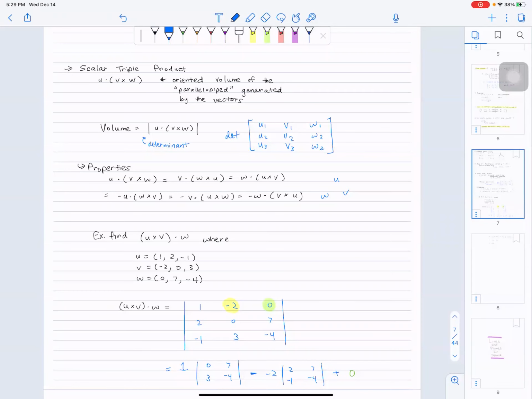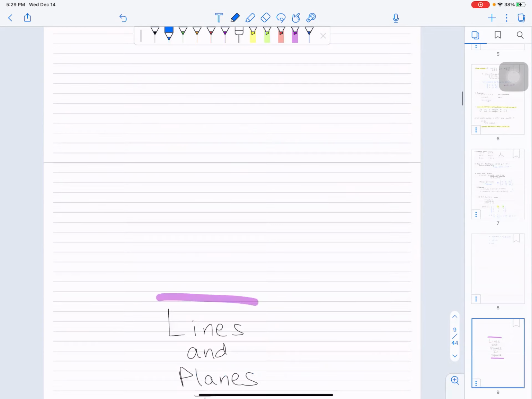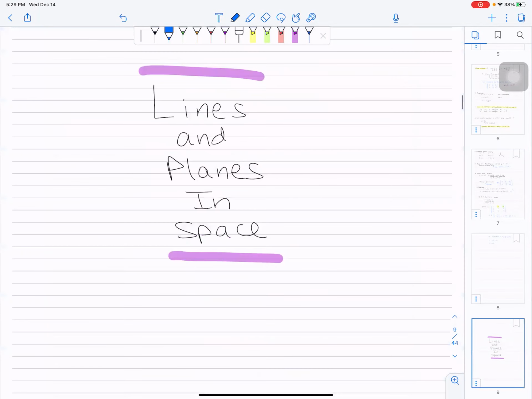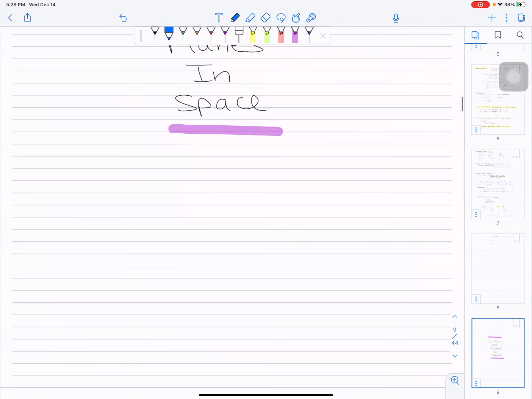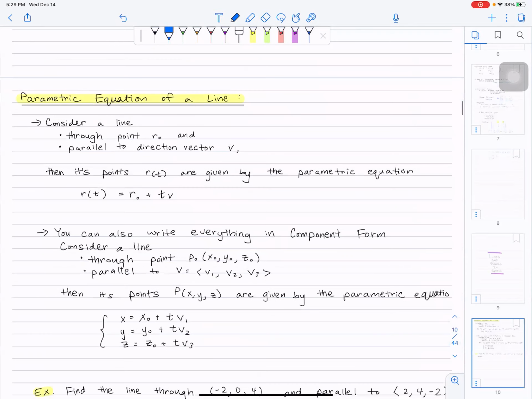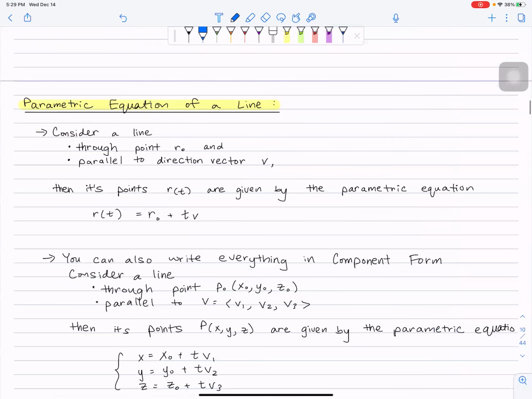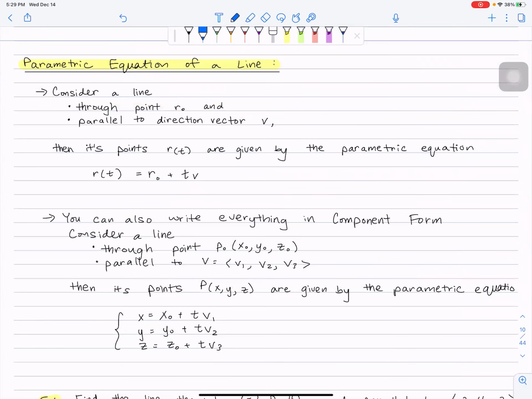Okay, any questions on anything so far? Okay, let's move into equations of lines and planes in space. Okay, so we saw that this was used a lot throughout the entire semester. You always have to know how to write the equation of a line and a plane. So let's start off with a line.